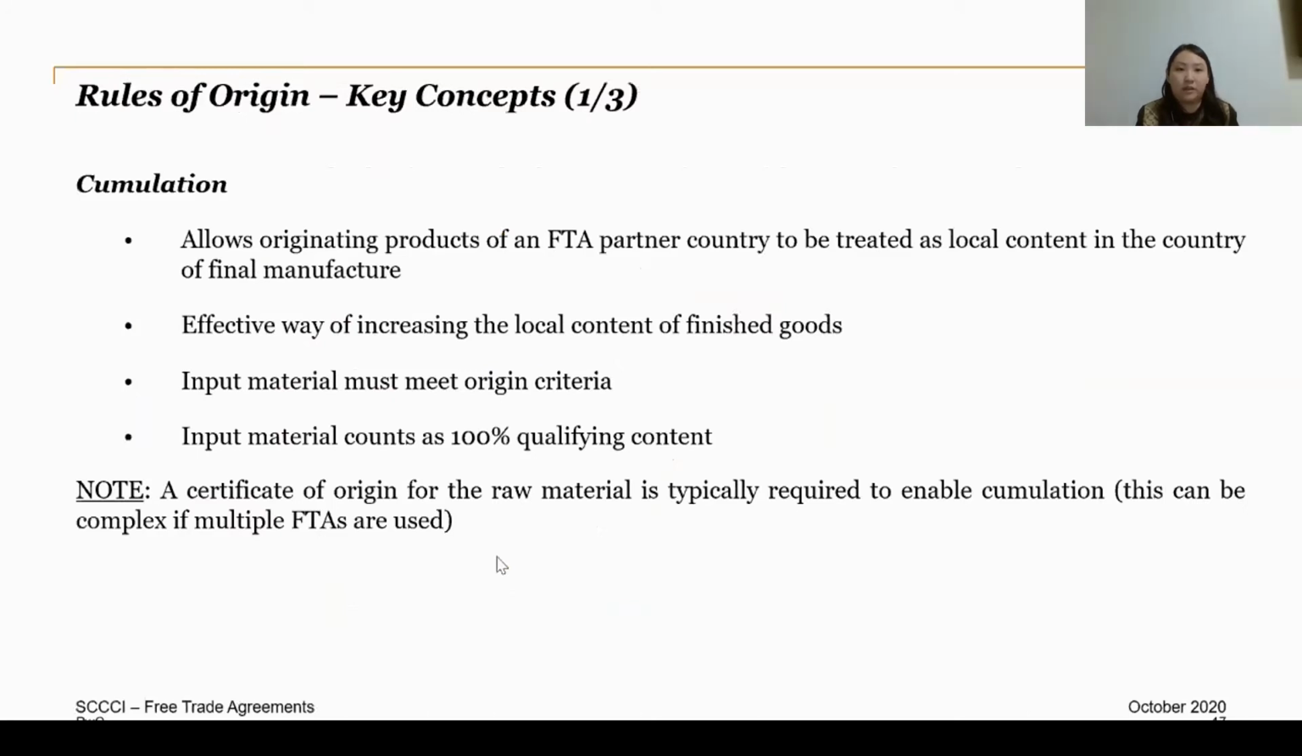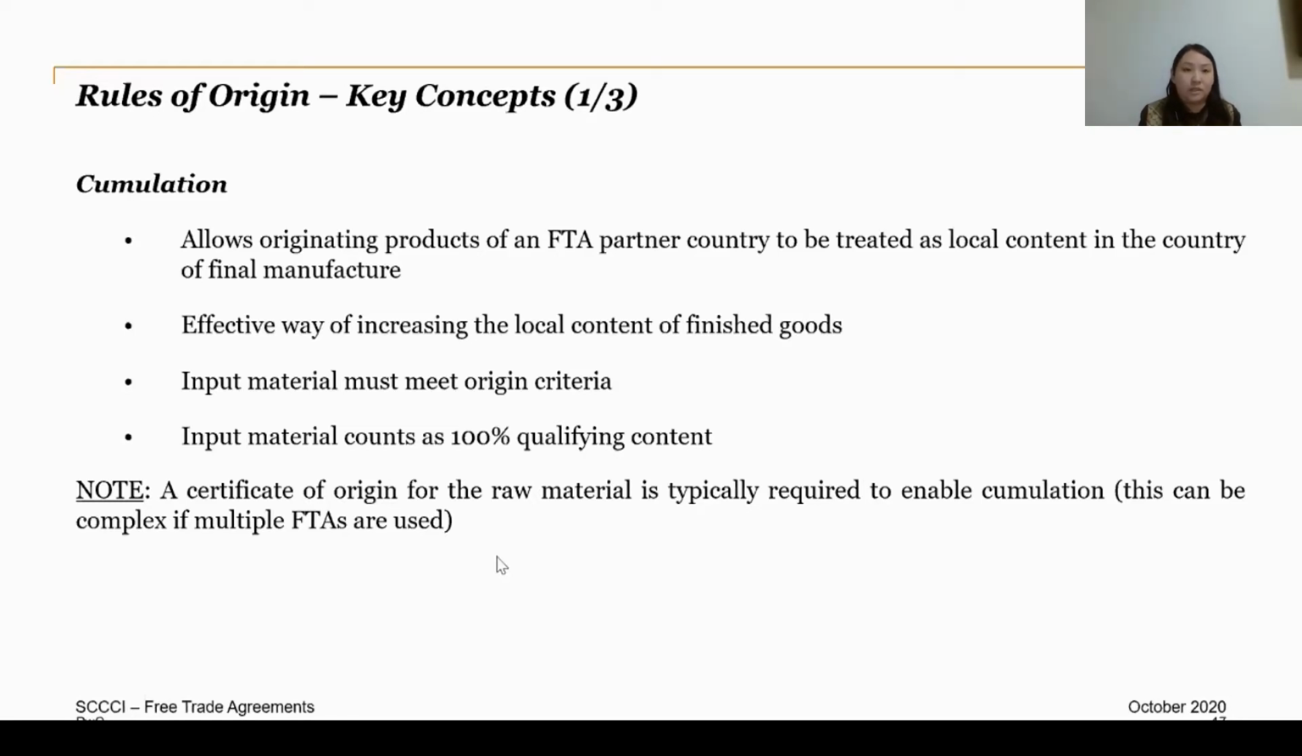I have here some other rules of origin key concepts that I feel are crucial to know. So, accumulation. Because we're in Singapore, this one I feel is very important. Accumulation allows originating products of an FTA partner country to be treated as local content, as if they were locally produced. It is really an easy and effective way to increase the local content calculation that we have.